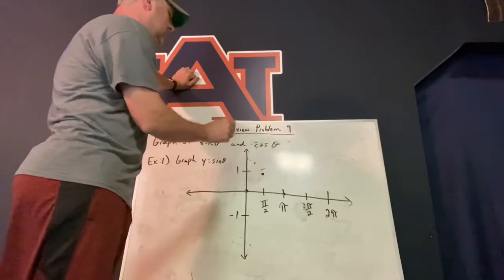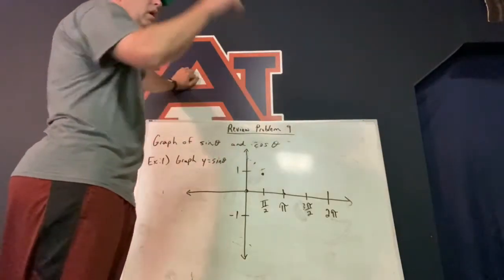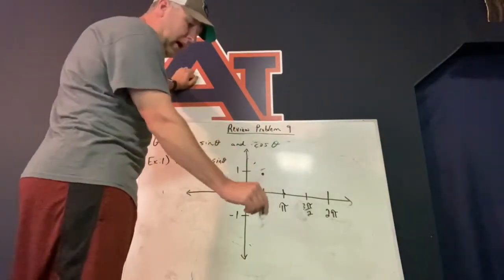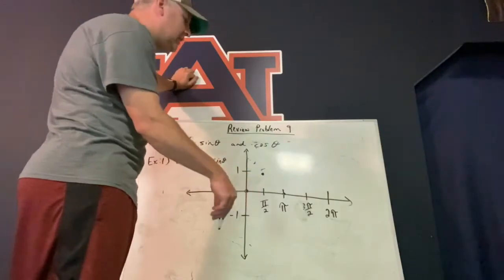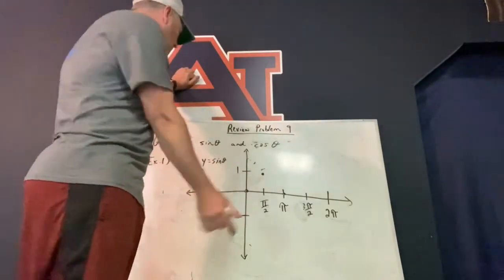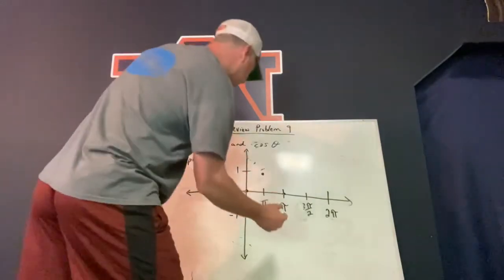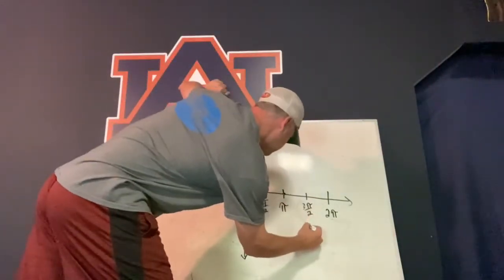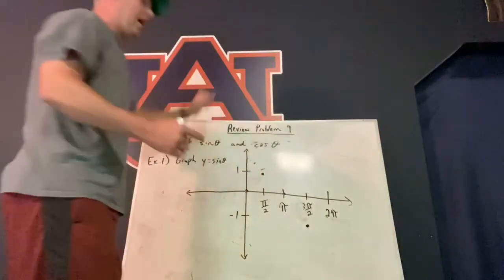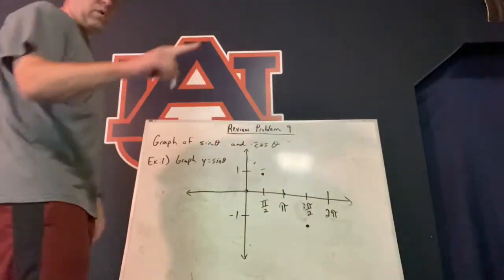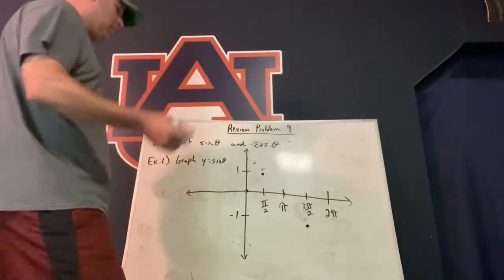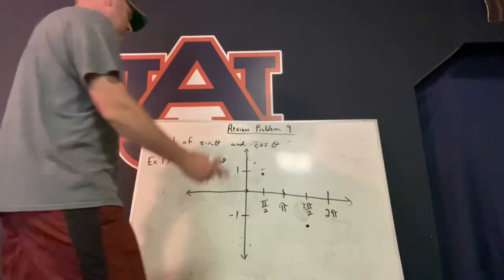What is it when it's 3 pi over 2? All right? So that's at the very bottom, right? Not 270 degrees. What is sine equivalent to? Negative 1. Okay? And then at 2 pi, all the way back around, again, 2 pi and 0 are exactly the same. That would be 0.